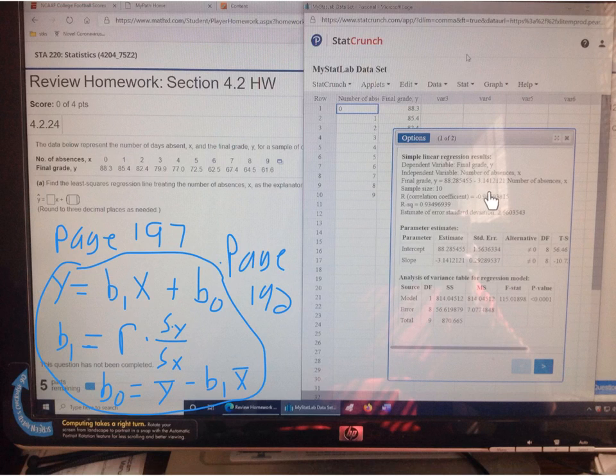Here is b sub 1, which was mentioned, and here is b sub 0. And they give it again here.